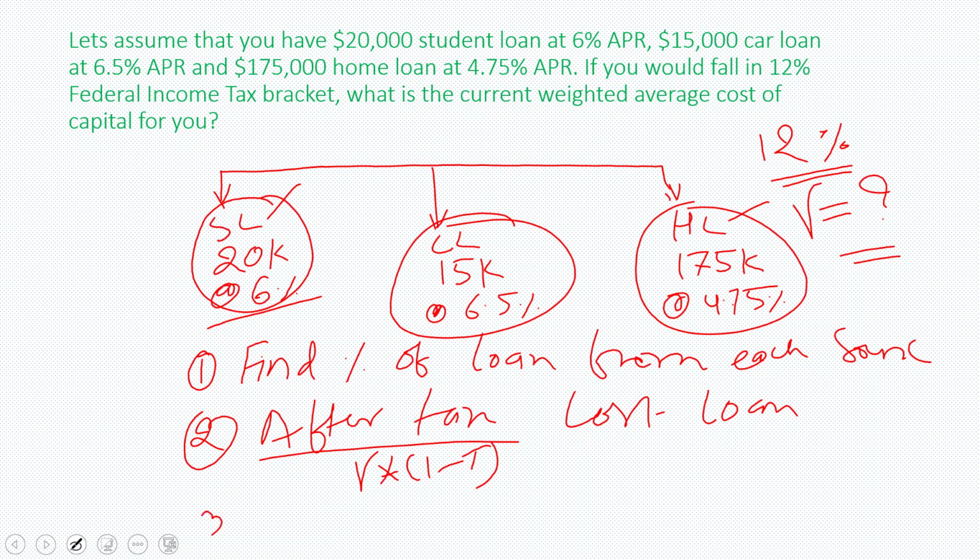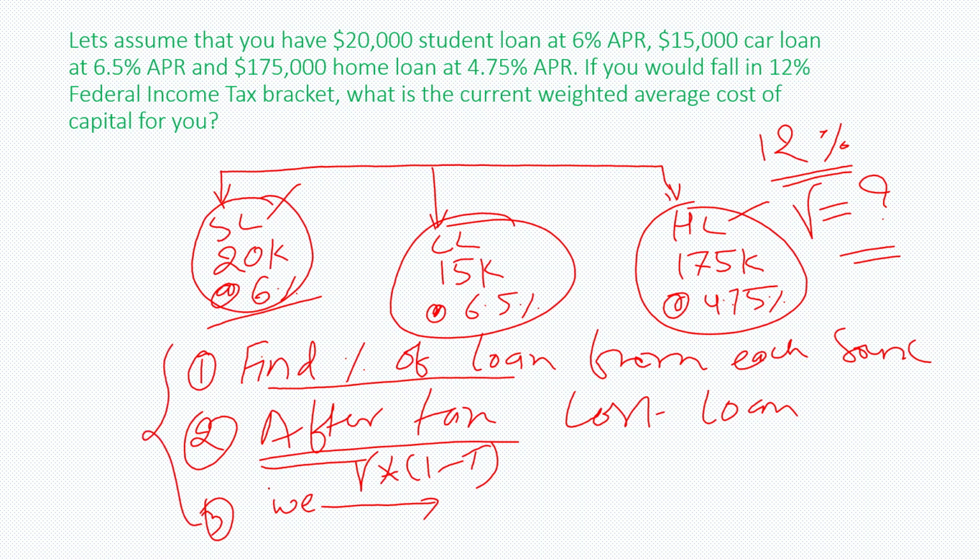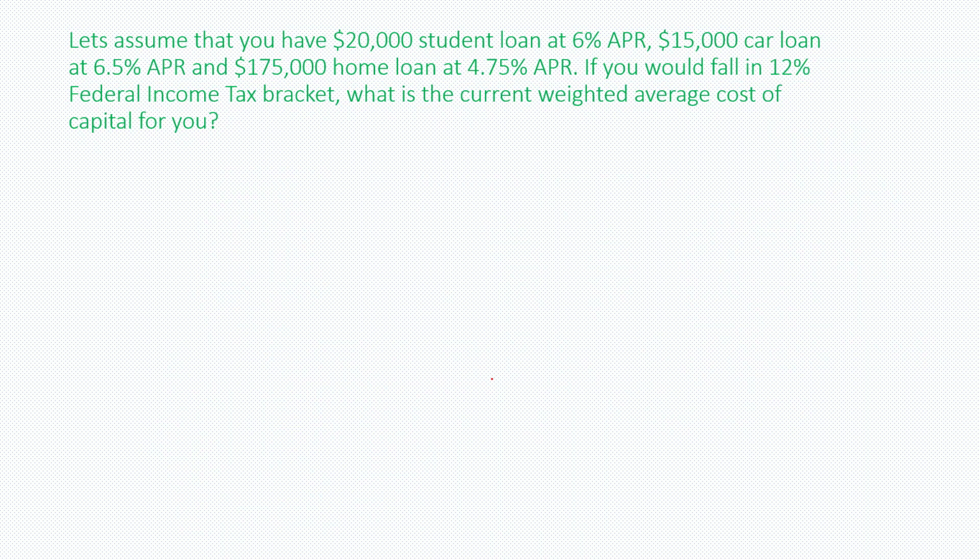In the third step, you have computed percent of loan from each source and after tax cost of each source, then you put them all together and you find the weighted average of each source of capital. So we can solve this kind of problem in these three steps. Let me show you how we can do this. First, I'm going to show you numerically, and after that I will also show you how to do it in Excel.